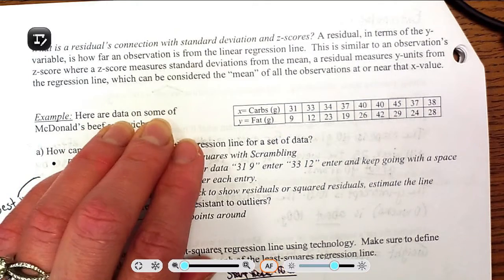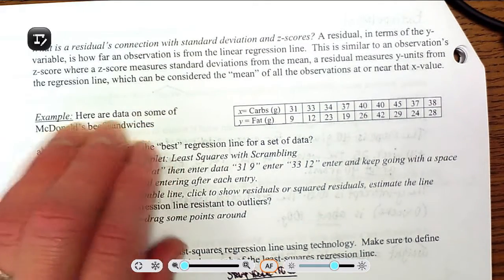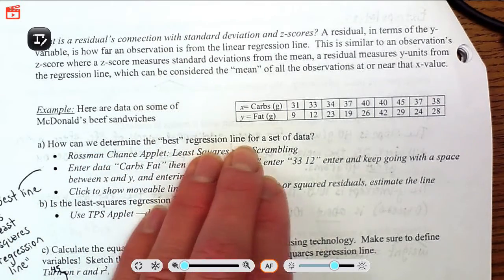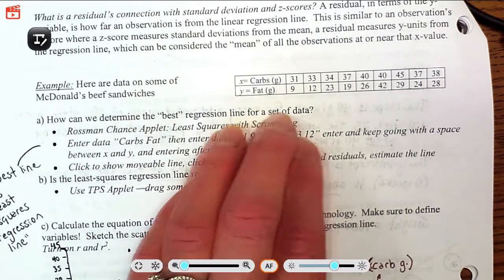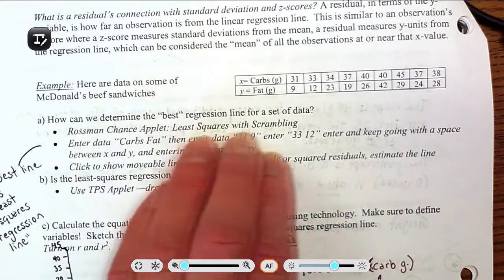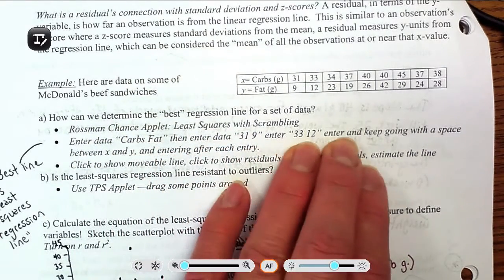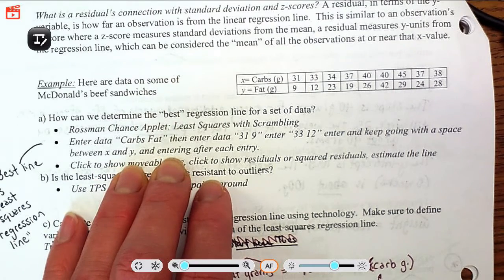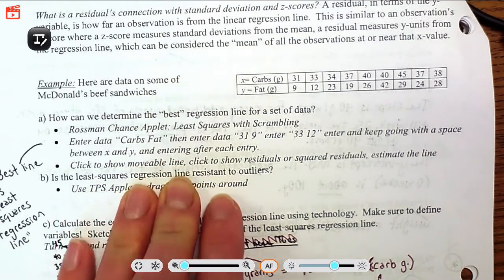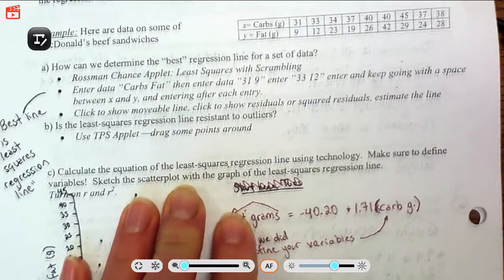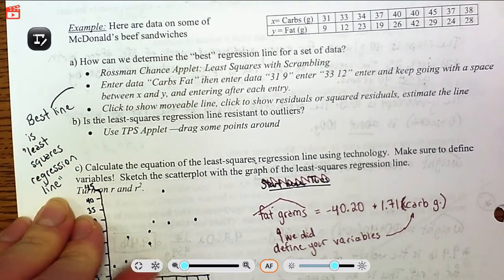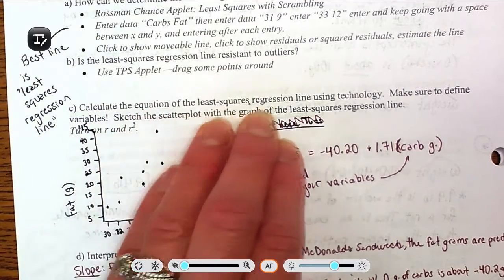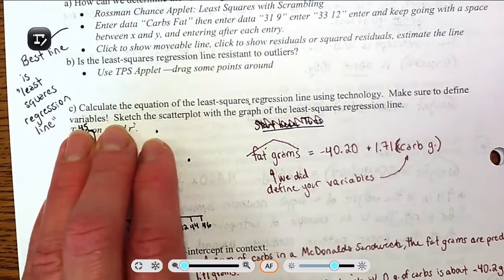Here are the data on some of the McDonald's beef sandwiches. How can we determine the best regression line for this set of data? So we have carbs and fat. The best line is the least squares regression line. Calculate the equation of the least squares regression line using technology. Make sure to define your variables.